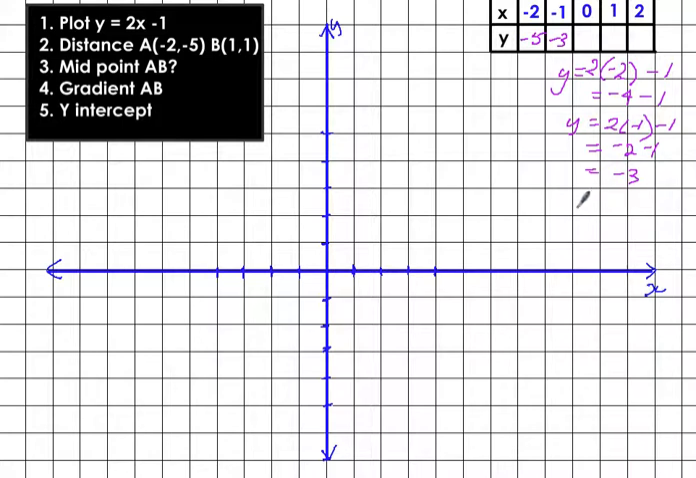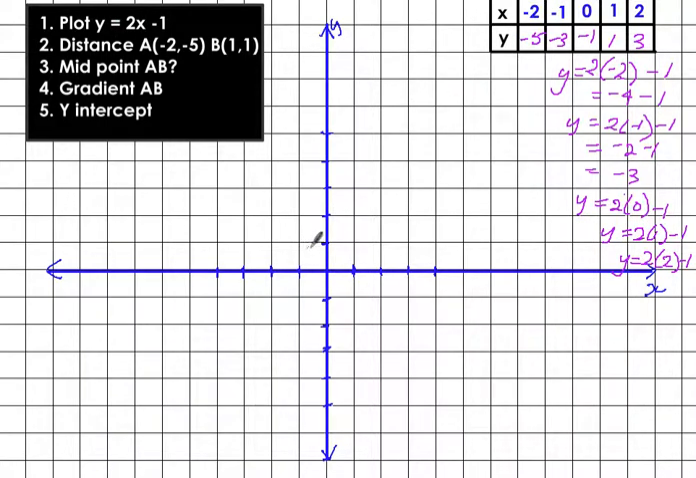Then y at x equals 0 is 2 times 0 minus 1, which is minus 1. At x equals 1, 2 times 1 minus 1 is 1. And at x equals 2, y is 2 times 2 minus 1, 4 minus 1 is 3. So I've identified those points. Then I can go on to plot the line.